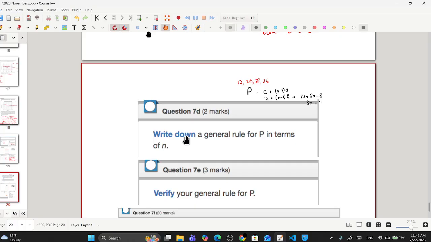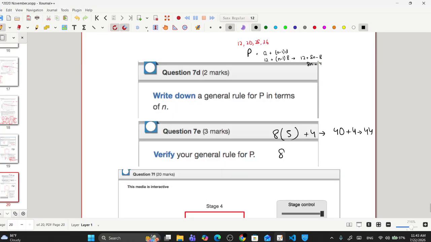Verify your general rule. So how do I verify it? I can verify this by writing 8 multiplied by the values that I'm yet to find. N equals, let's say, 5, the ones that I had found earlier. And I should be getting an answer of 44. So 8 into 5 plus 4 becomes 40 plus 4, which is 44. 8 into 6 plus 4 becomes 48 plus 4, which becomes 52.